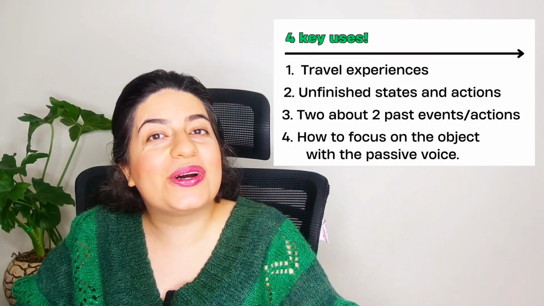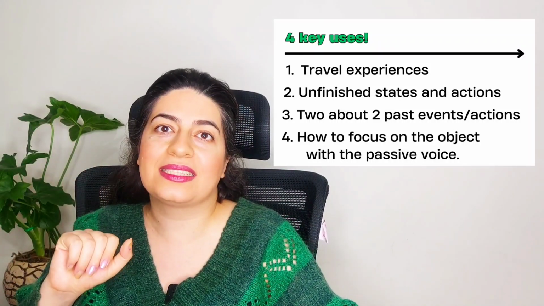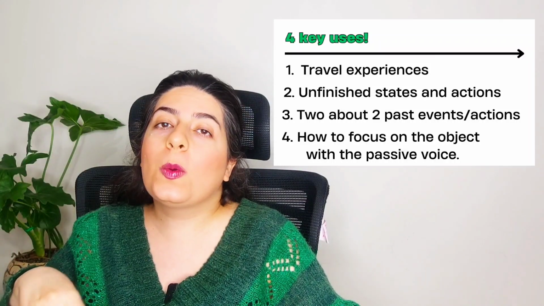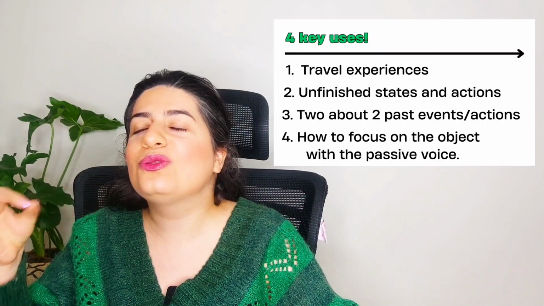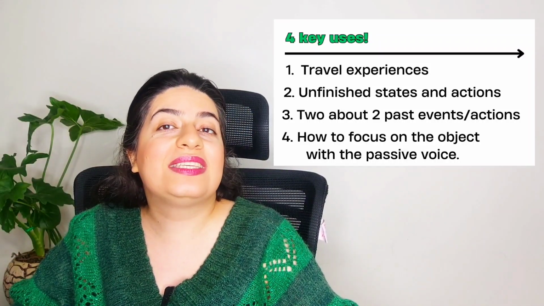I'm going to show you how to talk about two past events or actions, and then finally we will focus on how to focus on the object of a sentence with the passive voice. That might sound complicated, but I'm gonna make it really clear for you.